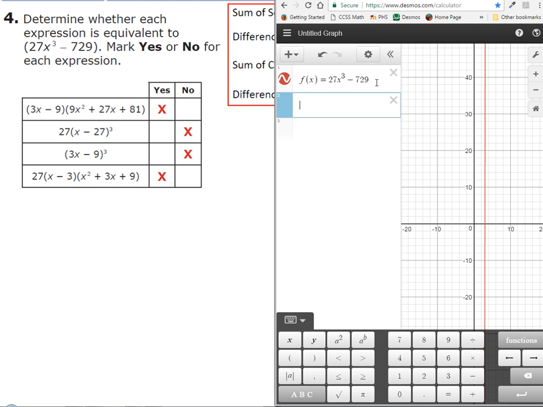I'm going to call these other ones, and this is not a bad habit to get in, a of x, b of x, c of x, and d of x. Normally, if I just put y equals, or even just the expression, it would still graph it for me. But I'm writing it as a function for a reason.